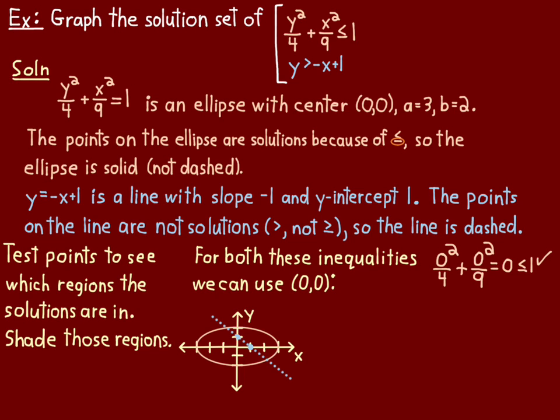I got 0 squared over 4 plus 0 squared over 9 equals 0, which is definitely less than or equal to 1. So it's the inside of the ellipse that I shade. So I shaded it kind of lightly there.